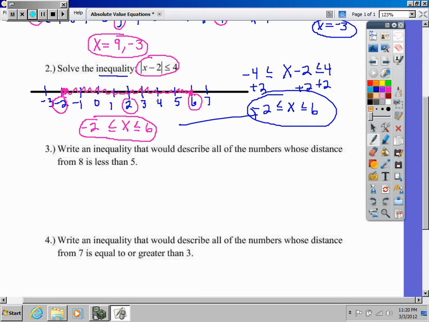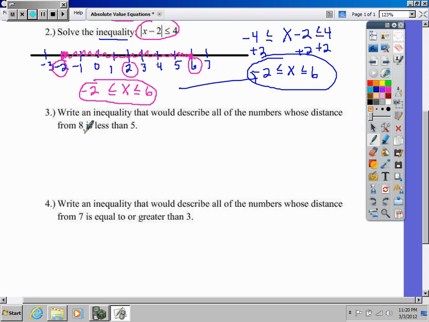Okay, so now the reason that it's nice to know about the number line is because when they ask you to write an inequality that would describe all the numbers whose distance from 8, so if I had an 8 here, is less than 5. So if I went 5 to the right, I would be at 13. If I went 5 to the left, I would be at 3. But it's got to be less than that. So then when I write my inequality, it has to be strictly less than 13 or greater than 3.